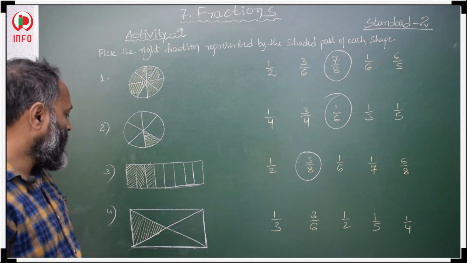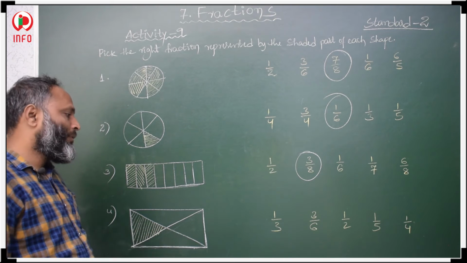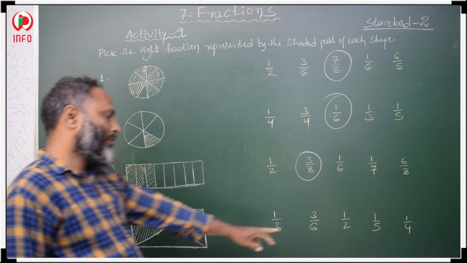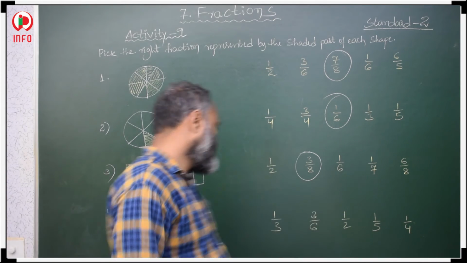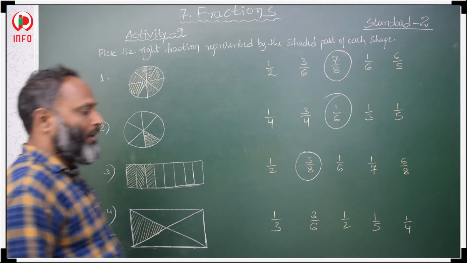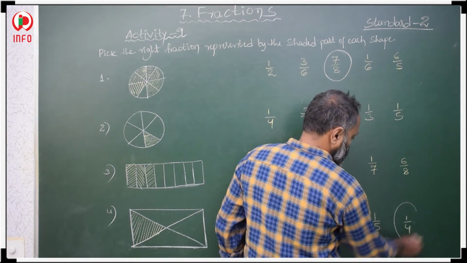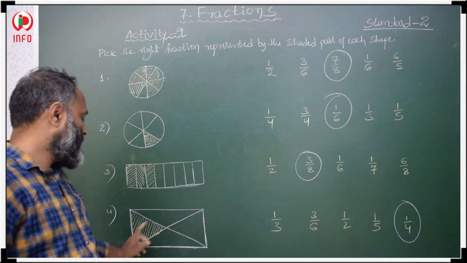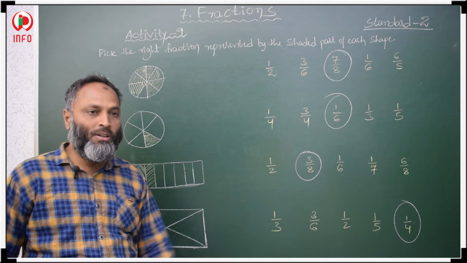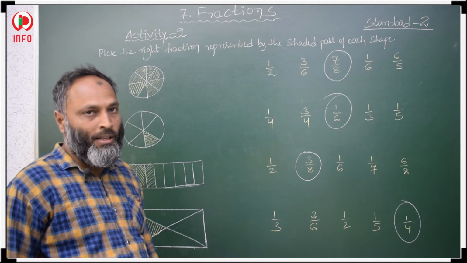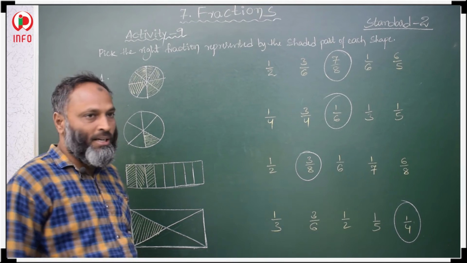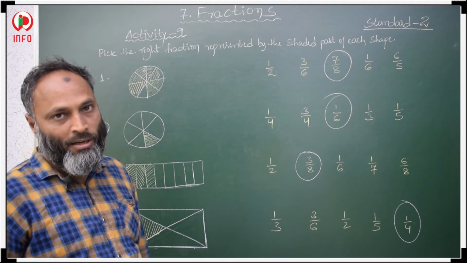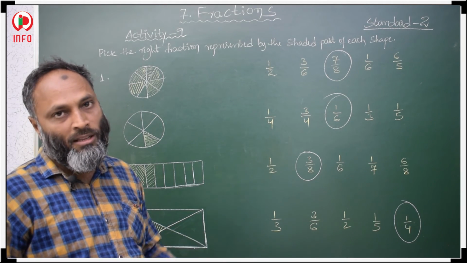Okay. So here 1, 2, 3, 4, in 4 equal parts, denominator 4, 1 part is shaded. 1 by 4 is the right answer. First we have to check the denominator. How many equal parts are there, that should be in the denominator. Then after that, how many parts are shaded, that should be in the numerator. So that fraction we have to circle.